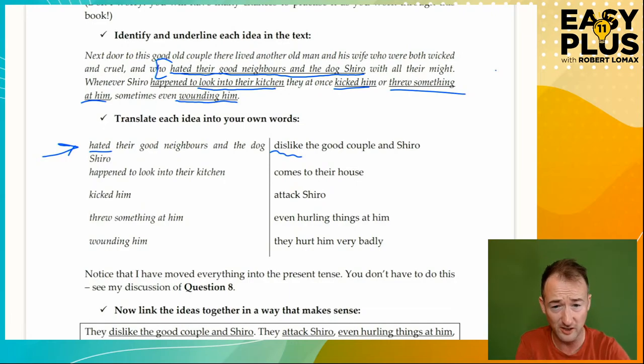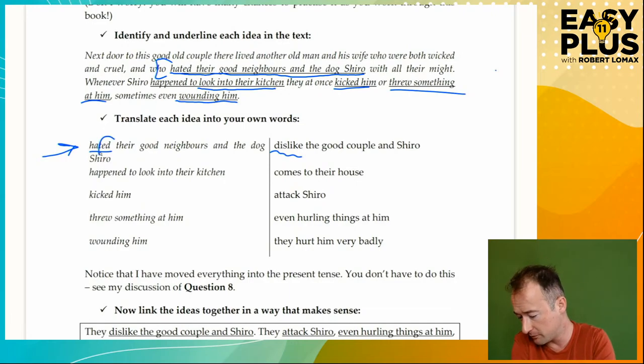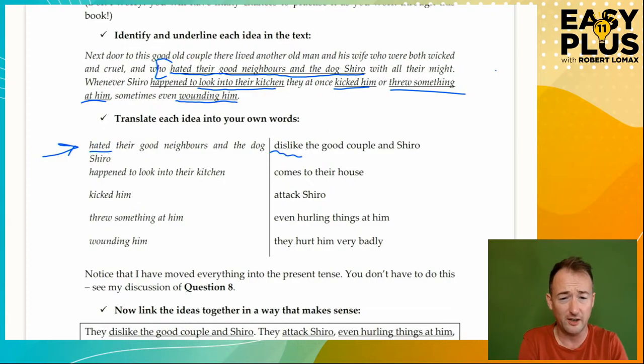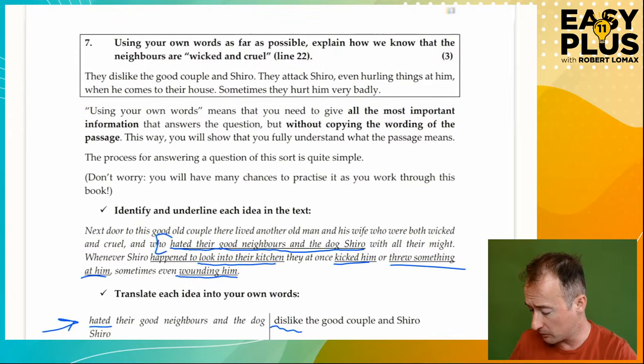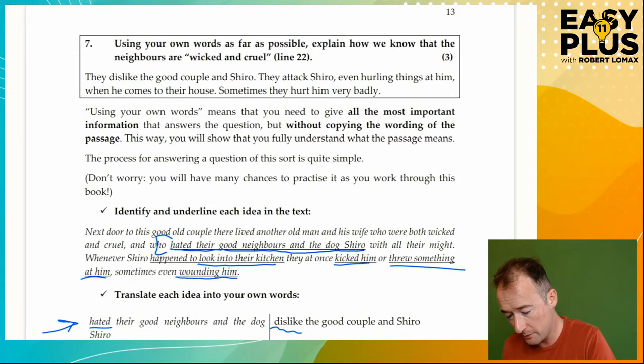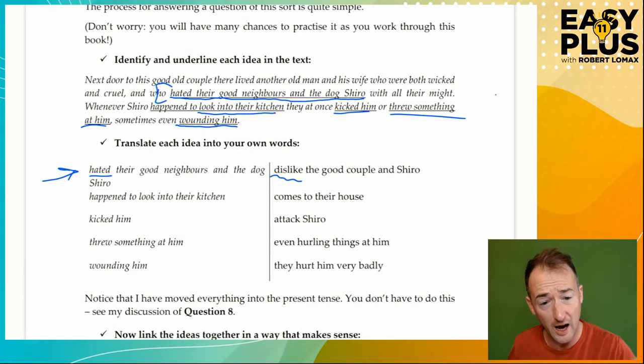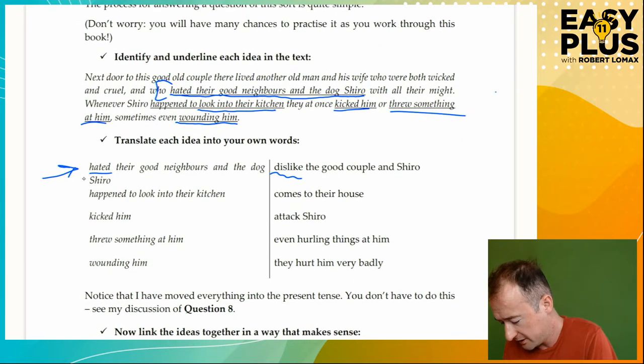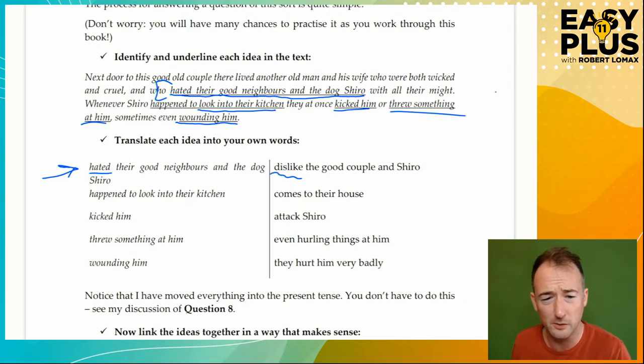Now, what have I changed here? You may notice that I've gone from the past tense here to the present tense here. You don't need to do that. The reason I've done that is because it's a good rule of thumb to get used to that you answer a question in the same tense. So the same verb tense, past or present, as the question. The question says, explain how we know that the neighbours are wicked and cruel, which is in the present tense now. So I've changed the past tense hated into the present tense dislike. You don't need to do that. You can keep it in the past if you want to.